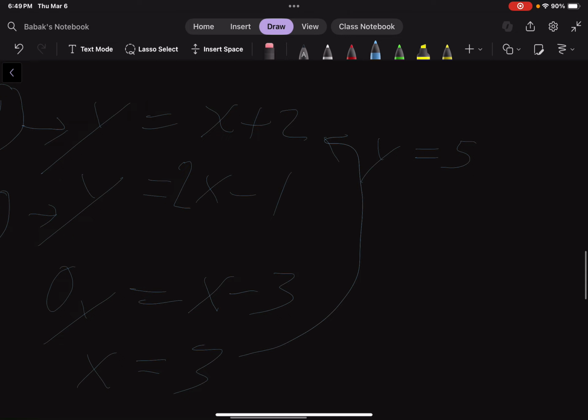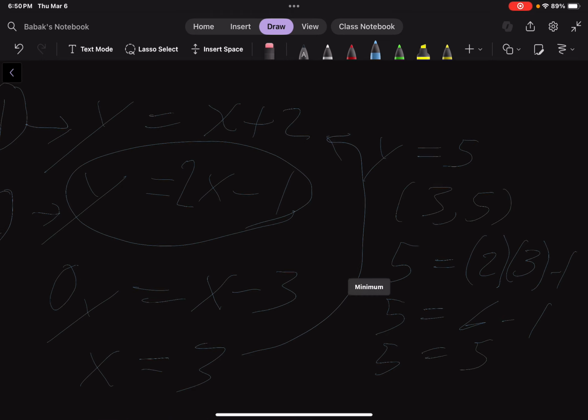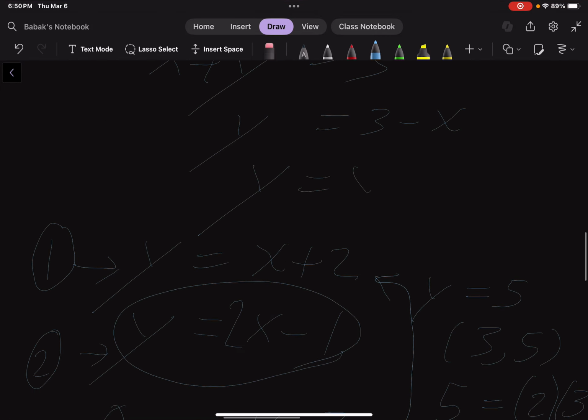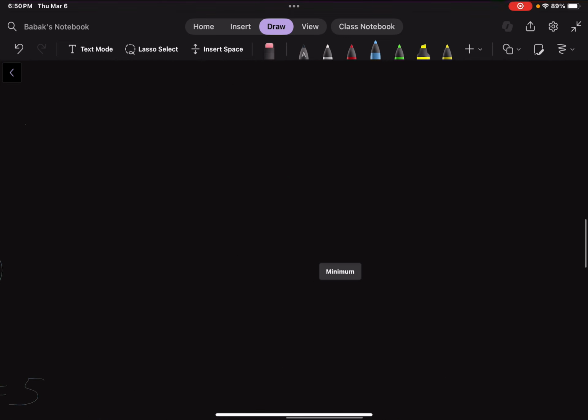Now, as you can check with the other equation, being equation 2, 5 is equal to 2 times 3, 3 being x minus 1. And we see that indeed the point 3, 5 fits this equation. Now, as you saw before, we can't solve this equation on its own, simply because, well, if we have two variables, we need two equations. And you'll see the same thing for three variables.